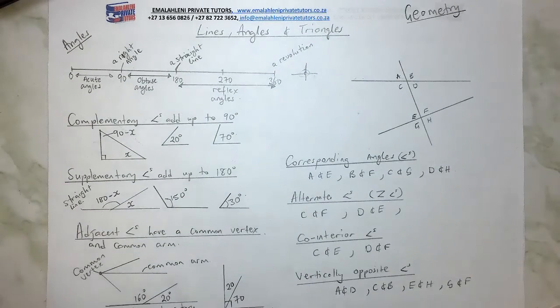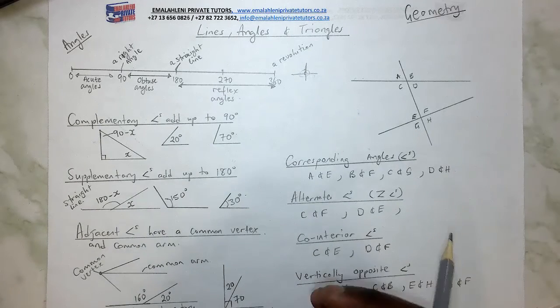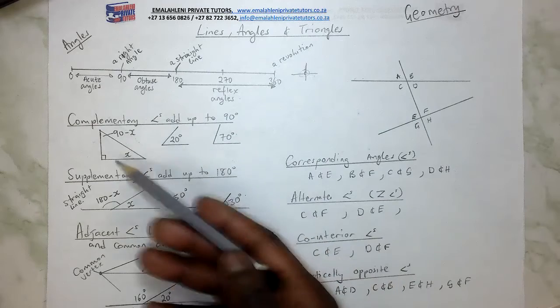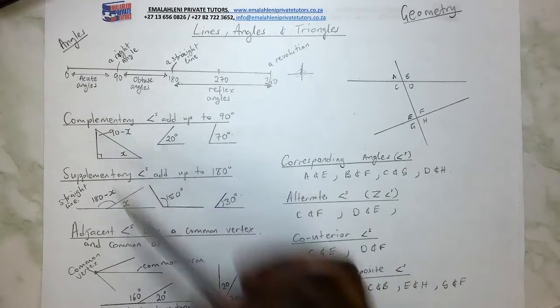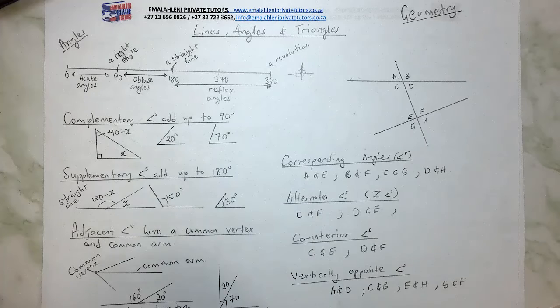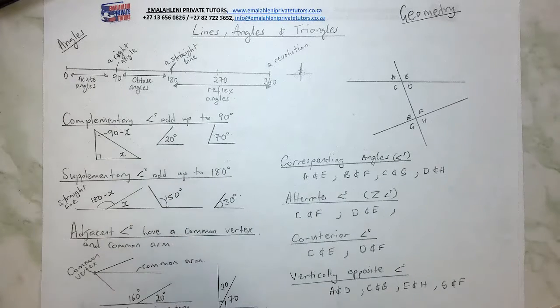That's the revolution. Now, complementary angles add up to 90. For example, here, when we have a right angle triangle, we know that the other two angles need to add up to 90. So they are complementary. Then supplementary angles add up to 180.